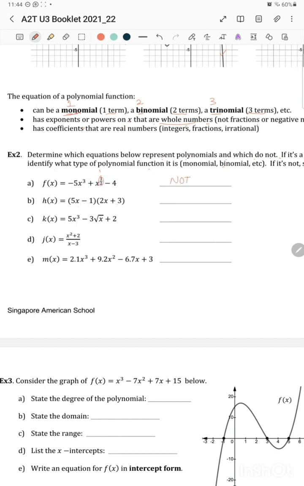So all the powers of the x are whole numbers here, and x times x would be x square. So it's a polynomial with degree 2, quadratic, or binomial. Okay, it is with 1/2, so not a polynomial. It has fractions, so not a polynomial. So it is a polynomial with degree 3, which means cubic.